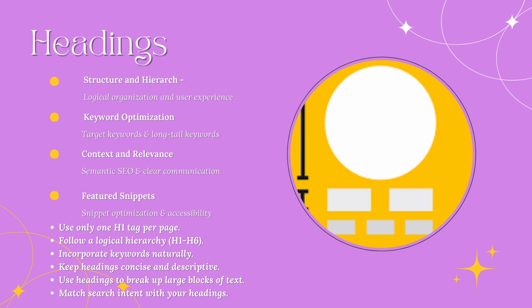So with context and relevance, you want to make sure that you're using those LSI words and be clear with your communication. You don't want to have run-on sentences. You just want to get straight to the point. Always answer your heading, whether it's H1, H2, mainly H2s that you're going to be using, but subheadings also. You want to answer that question immediately. So what's the topic about?